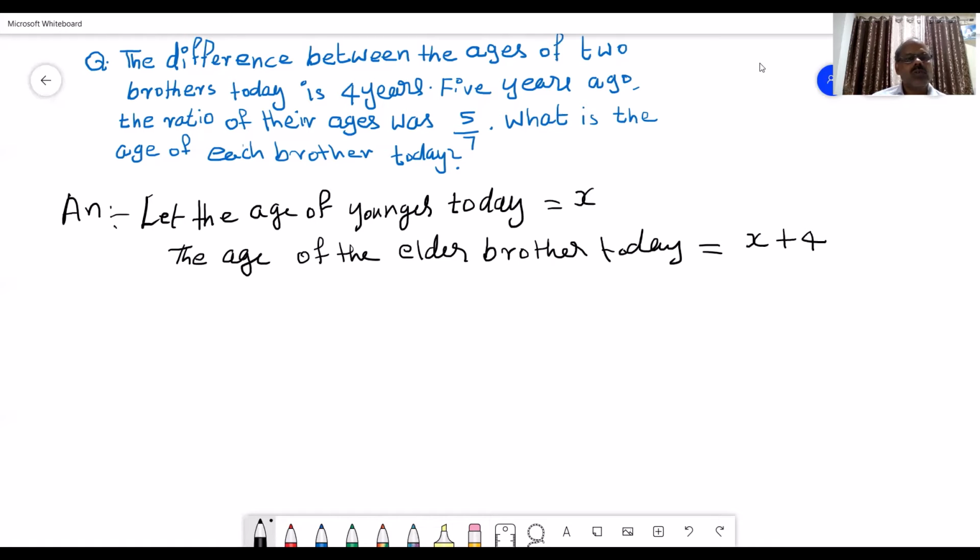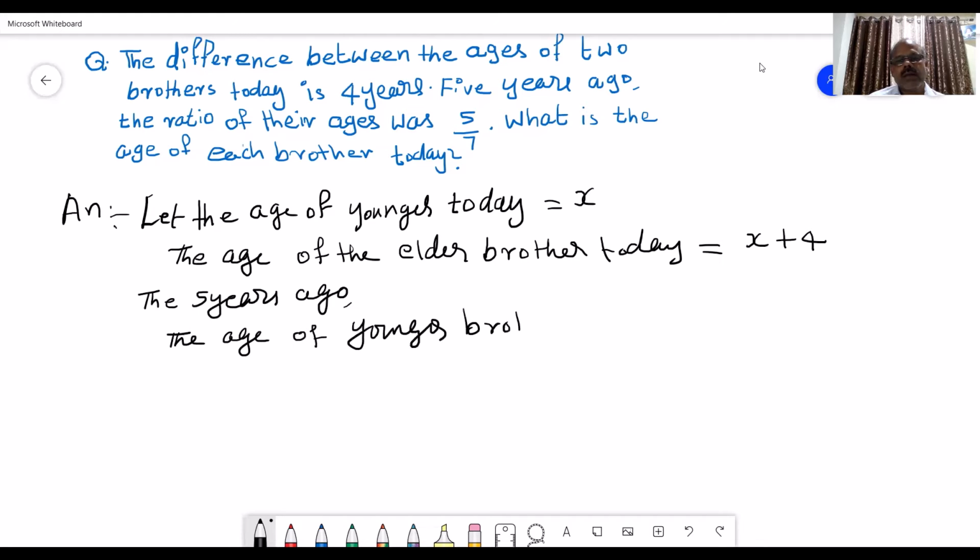Now let us go 5 years ago, as per the question. 5 years ago, the age of the younger brother will be, today the age of the younger brother is X. So before 5 years, definitely we have to subtract 5 from X. So it will be X minus 5.